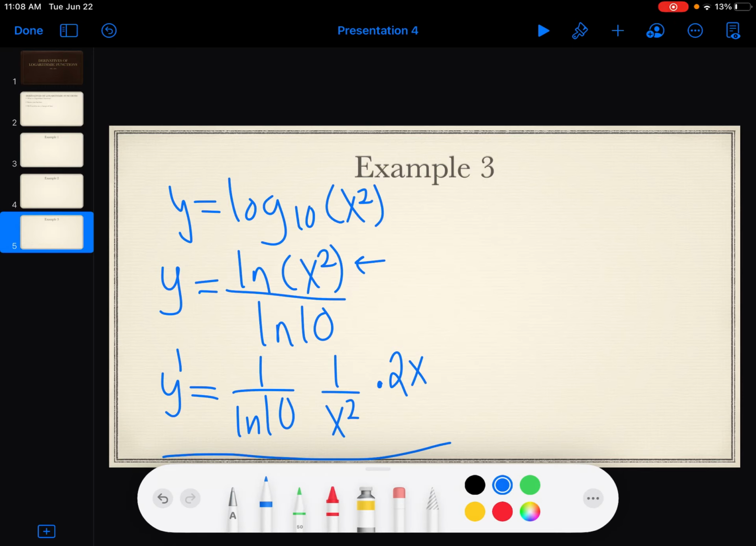Done. And we can simplify this, obviously, and cancel the x's, and we basically just get 2 over x ln 10. There we go. That's a little messy, but you guys get the idea.